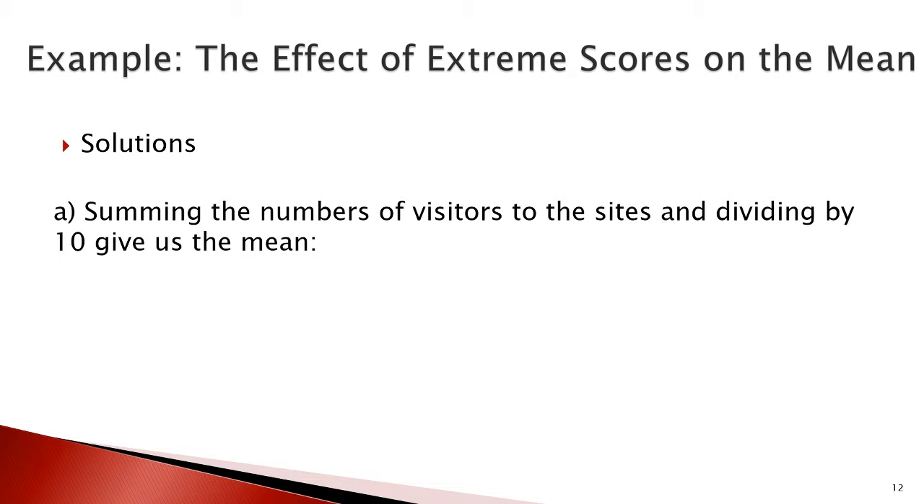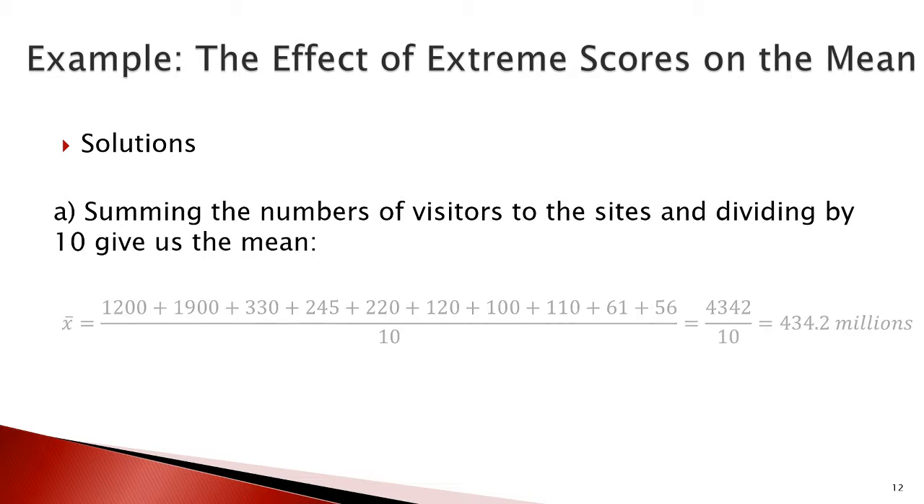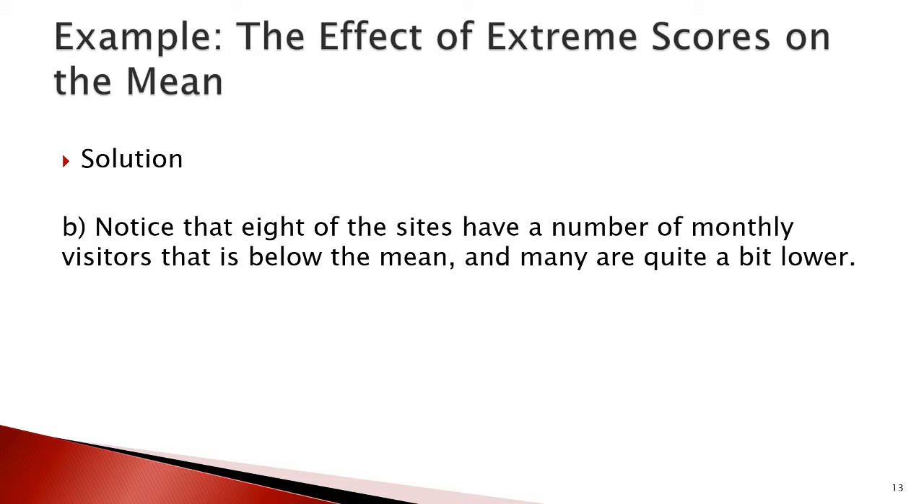For the first question, we need to sum the number of visitors to the site and divide it by 10. The summation of the visitors is 4,342, and we need to divide it by 10. So the average number of visitors was 434.2 million.